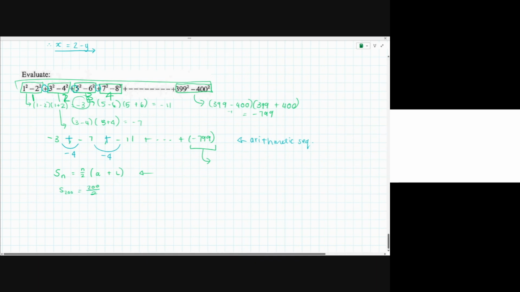And so we can substitute in all we know, a being -3 and the last term being -799. And from there, we just put that into our formula and we get an answer, which is 200 over 2, times -3 minus 799, which is -80,200. Right, so quite a nice question, I think. But obviously it is reliant on you seeing the pattern. And like I said, in a stress-induced situation like an exam, I'm not sure how quickly I would have seen the pattern.